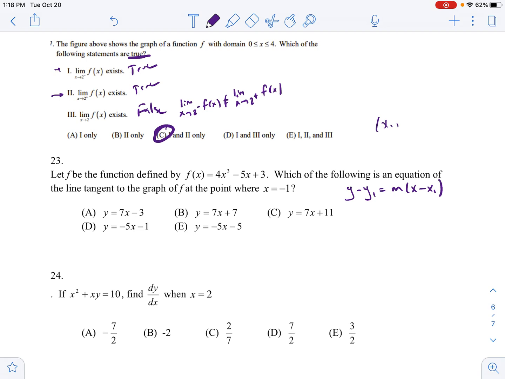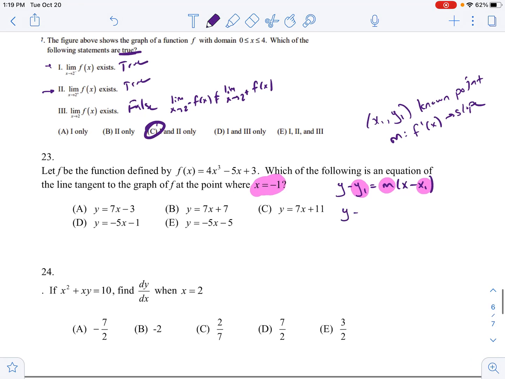x1, y1 is a known point. And of course, m is the first derivative, or slope. So here, basically, to write the equation of the line, I need 3 values. I need to plug those in. They gave us the x value of -1. So that'll become a +1 in there.